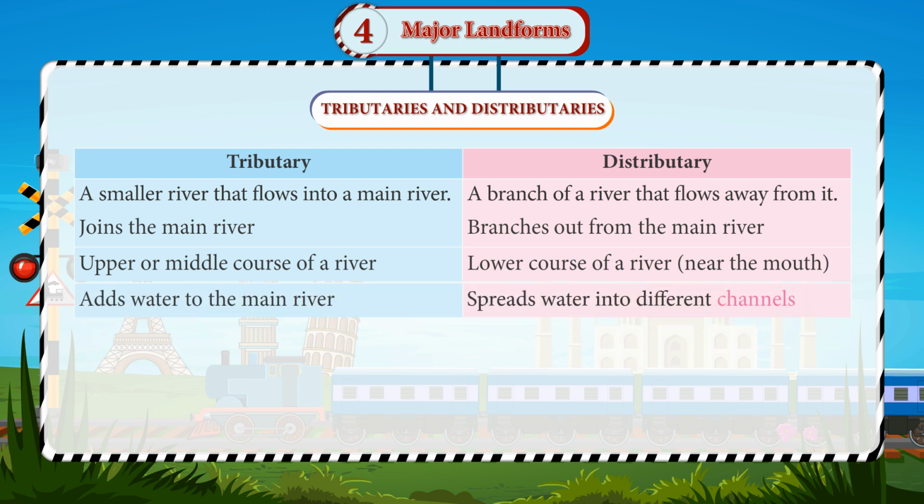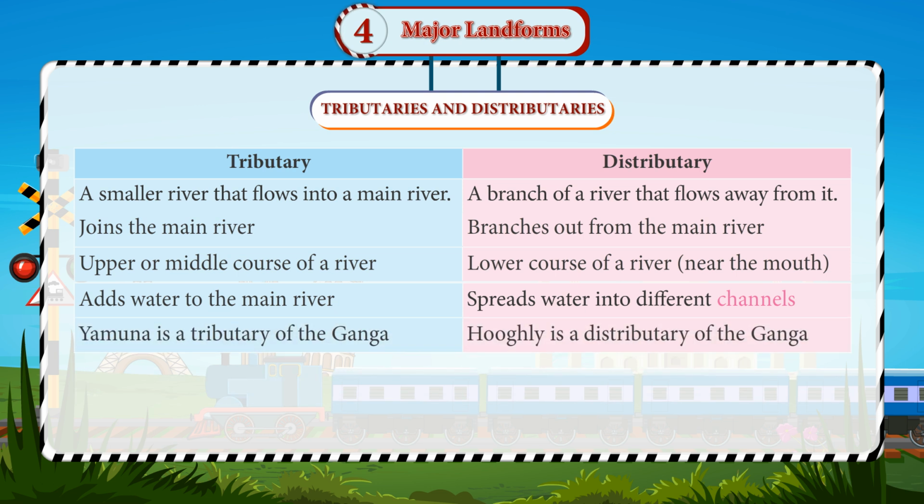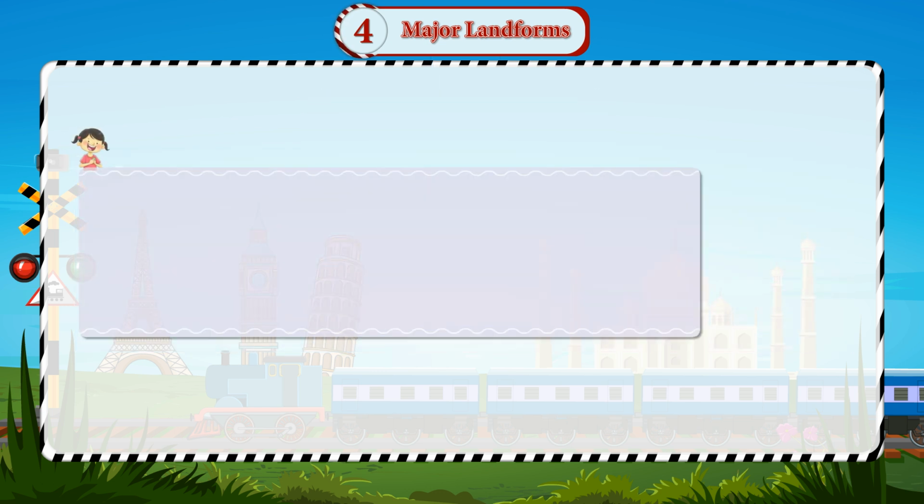A tributary adds water to the main river. A distributary spreads water into different channels. Yamuna is a tributary of the Ganga. Hooghly is a distributary of the Ganga.